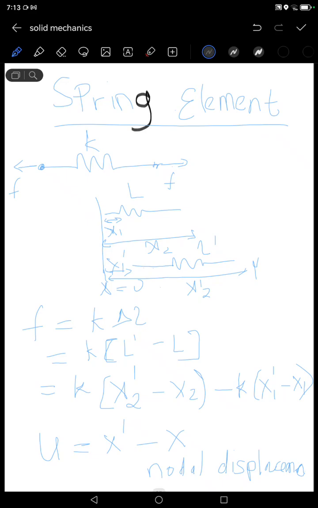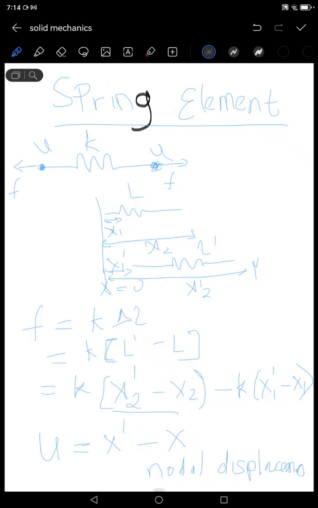Therefore we're going to have K U2 minus K U1, because you can see our U equals x prime minus x. Therefore we have K multiplied by U2, since it's 2 here, minus K multiplied by U1. This equation is going to help us determine the global stiffness, the nodal displacement, and the reaction forces on the nodes of the spring. These points here we call the nodal displacement, U.